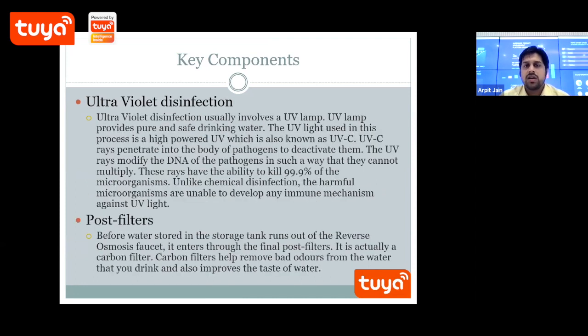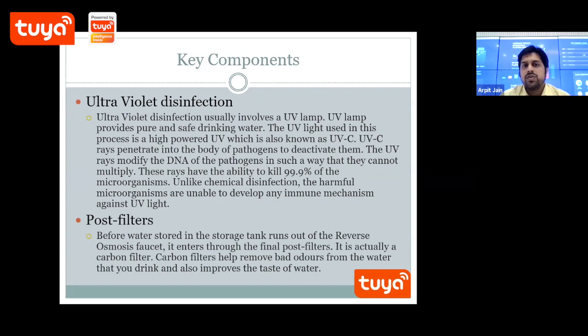The next stage is ultraviolet disinfection. So ultraviolet disinfection usually involves a UV lamp. UV lamp provides pure and safe drinking water. The UV light used in this process is a high powered UV, which is known as UVC.